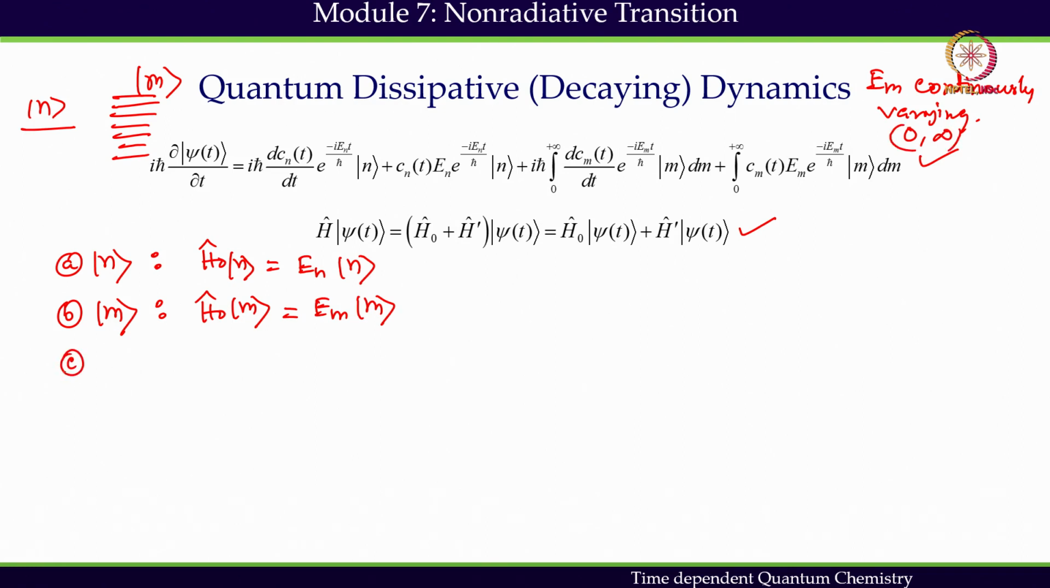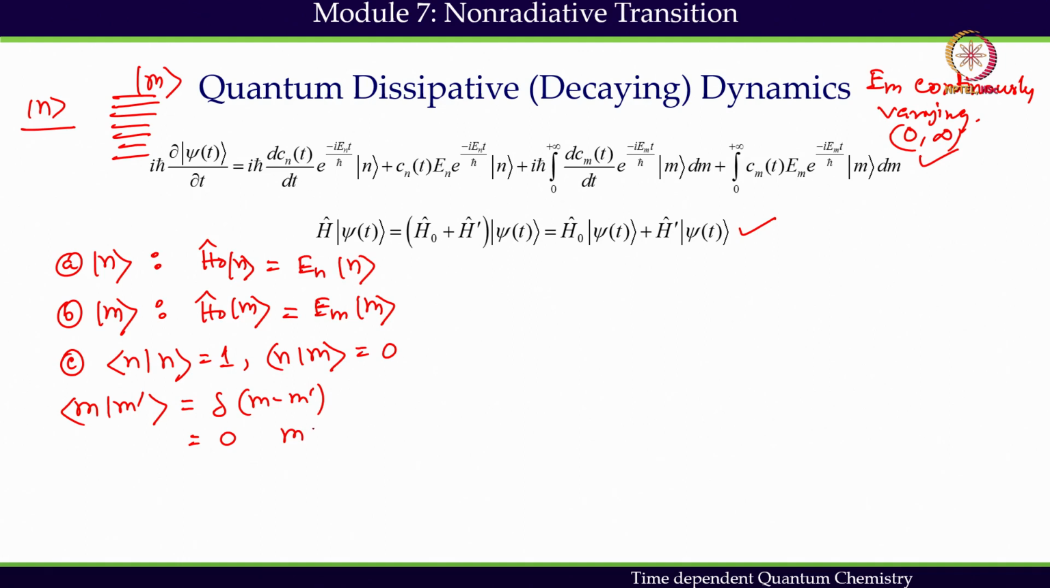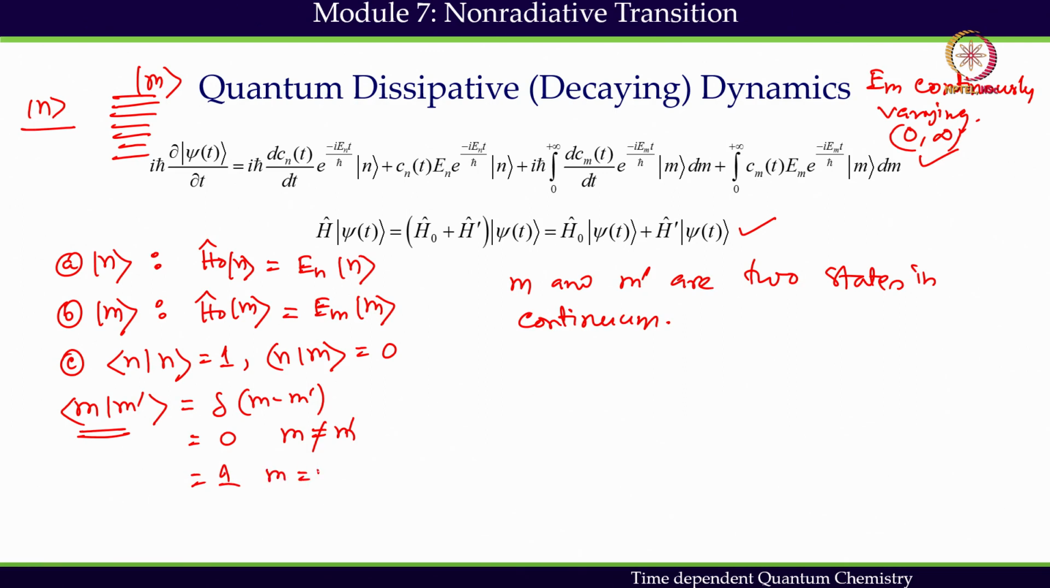Because they are the eigenstates of the Hamiltonian H naught, one can use the orthogonality relation for the eigenstates, which is <n|n> giving me 1, <n|m> giving me 0, then <m|m'> giving me the delta function of m minus m', where it is 0 if m is not equal to m', and m and m' are two states in the continuum. So, this is going to be 1 when you have m equals m'. These are the orthogonality relations we have already.